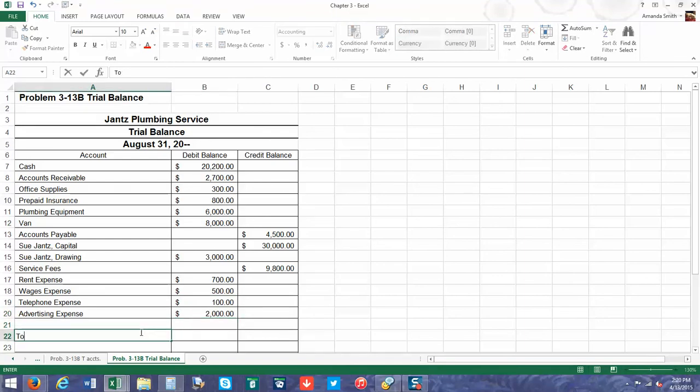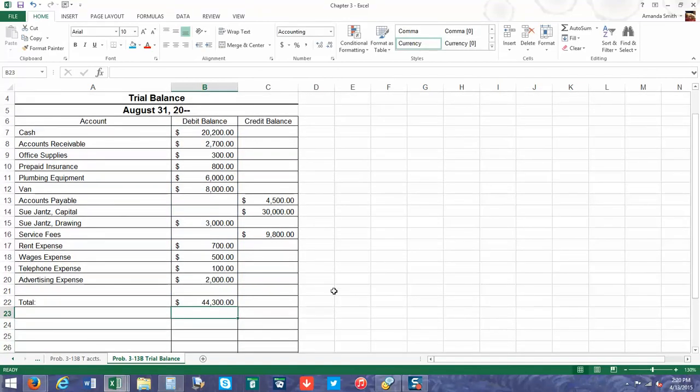Okay, and so now we're just going to total it. And I'm going to save us some time and let Excel do the math. So if we have done this correctly, both sides of our balance should be $44,300. And there you go. It shows that we do balance.